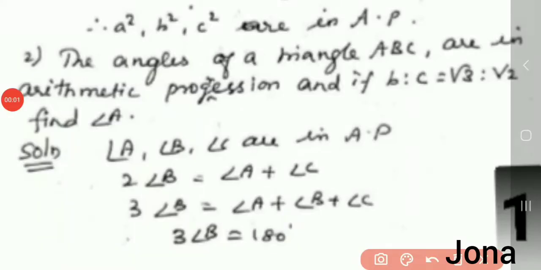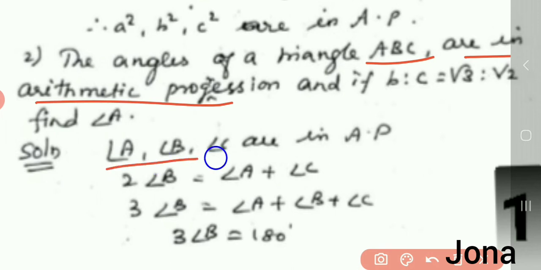Second problem: the angles of a triangle ABC are in arithmetic progression. If b is to c equals root 3 is to root 2, find angle A. Here it's clearly given in triangle ABC that the angles are in arithmetic progression. So angles A, B, C are in arithmetic progression.